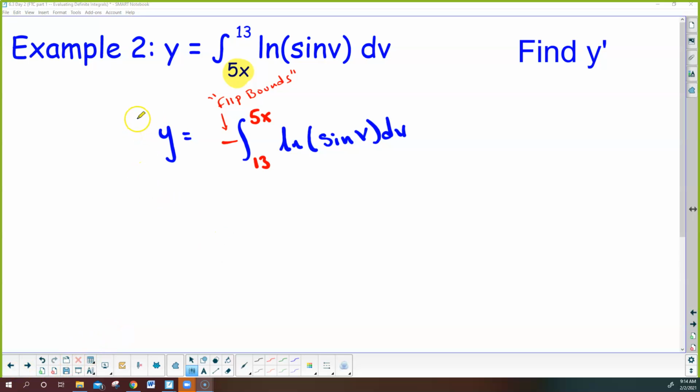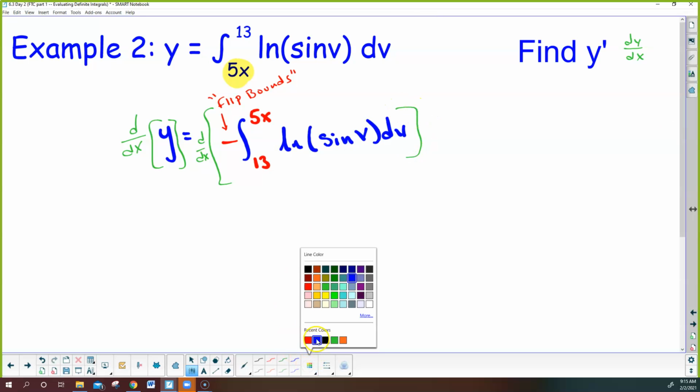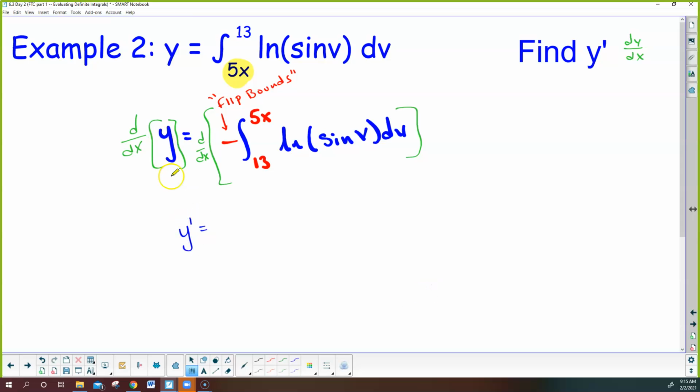All right, so my goal is to find y prime or dy dx, which means I'm taking the derivative of both sides. And dy dx is the same as y prime. And then don't forget that this answer is going to be negative, right? Because we had to flip the bounds.